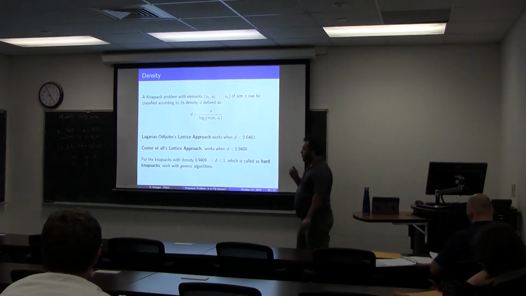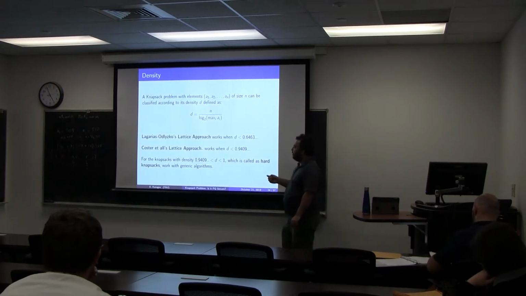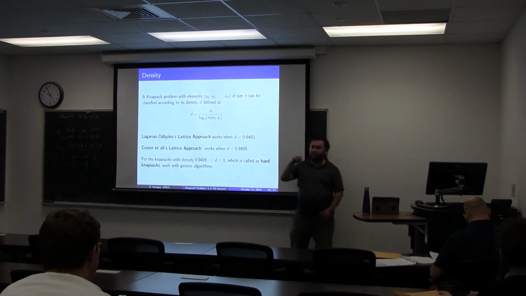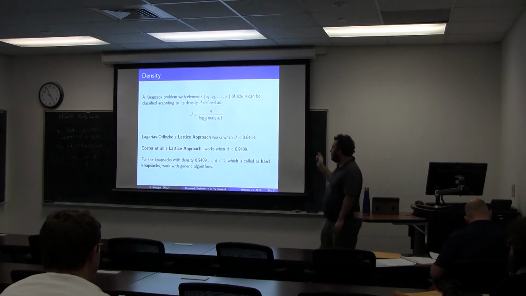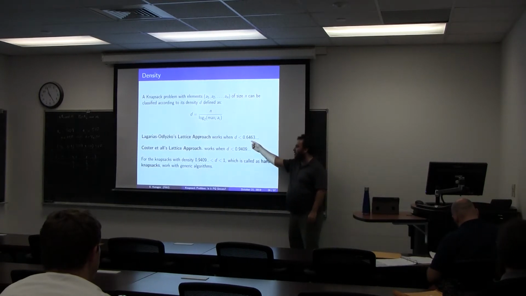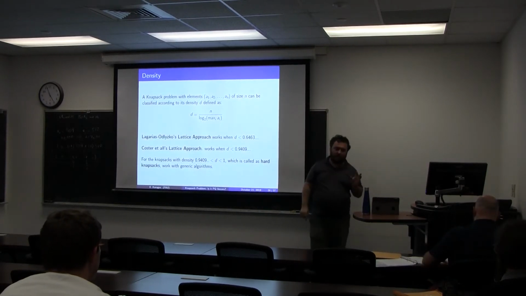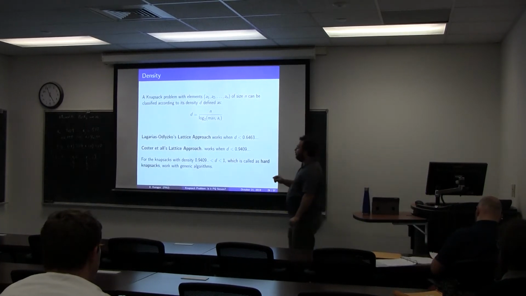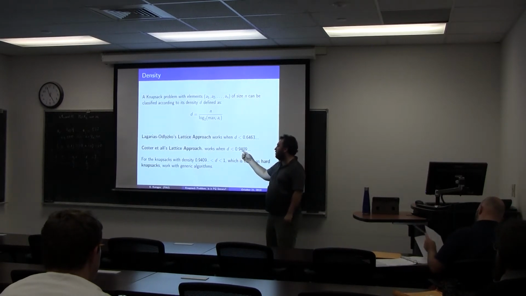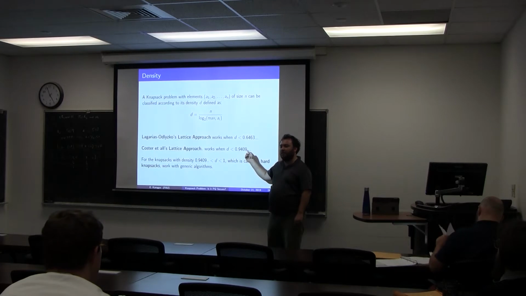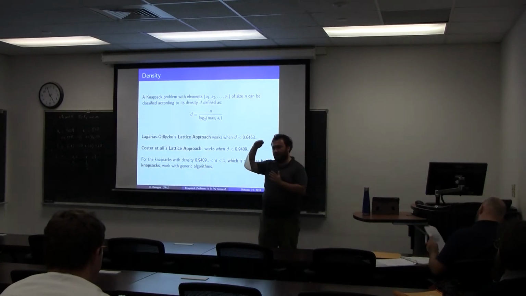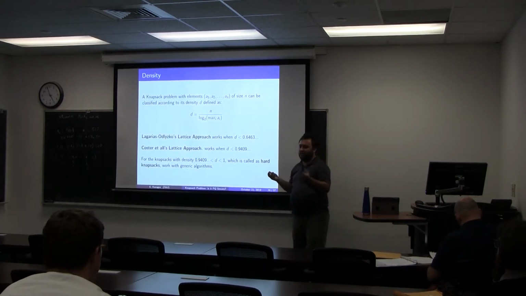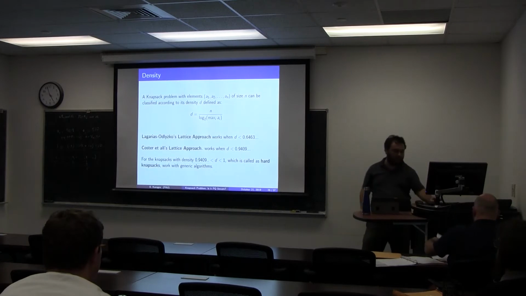According to Lagarias and Odlyzko's lattice reduction approach, it works when this number is less than 0.6463. If this number is less than that number, the Lagarias-Odlyzko approach will work. Coster's approach will work when this D is less than 0.9409. Okay, so Coster increased the probability of solving the knapsack problem by using lattice reduction.